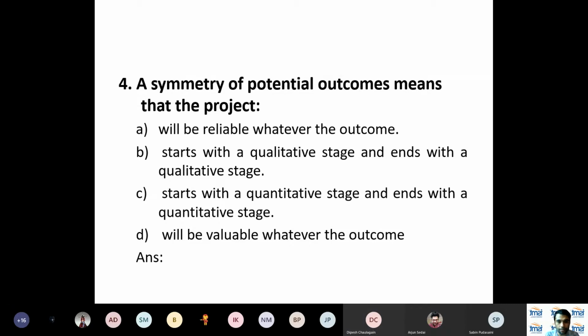Another one: the symmetry of the potential outcome means that the project will be reliable whatever the outcome, start with the qualitative stage and end with the qualitative stage, start with the quantitative stage and end with the quantitative stage, or will be valuable whatever the outcome. Have you known about the symmetry of potential outcome? It is mostly used in research and projects. No, sir. Okay. Previously also I explained it at the beginning of the chapter when we studied formulating and clarifying the research topic.